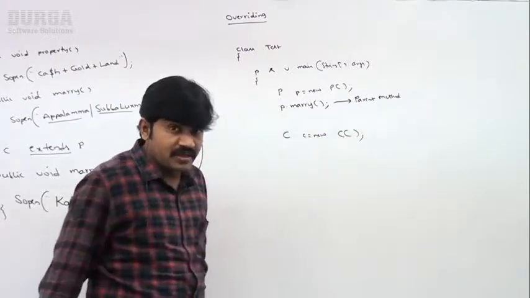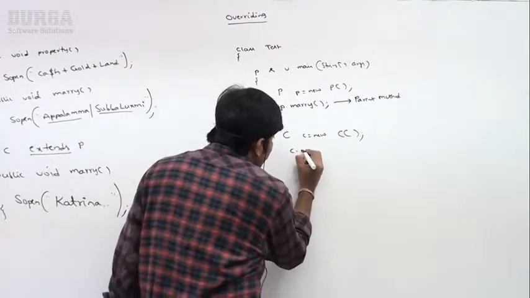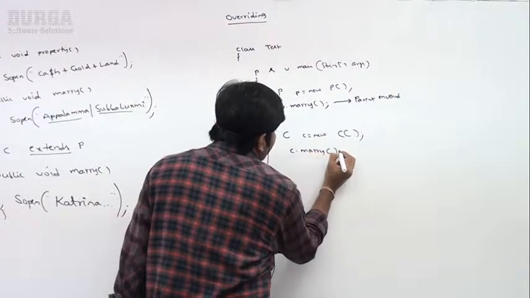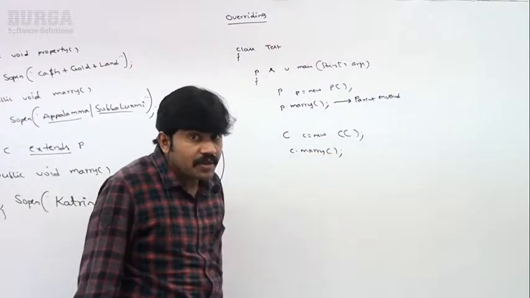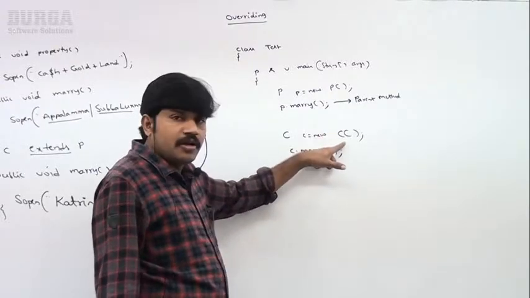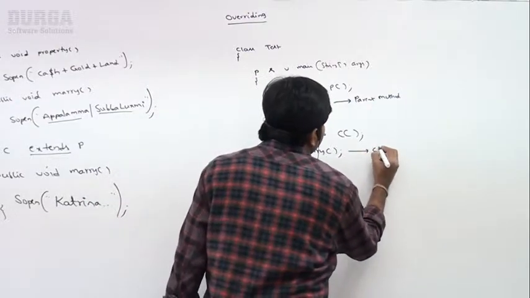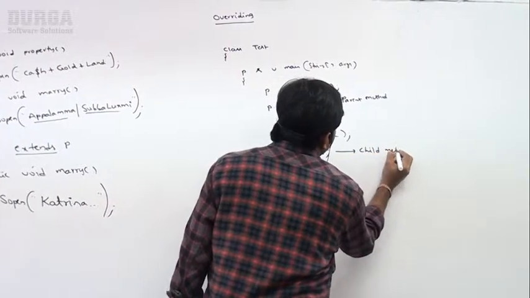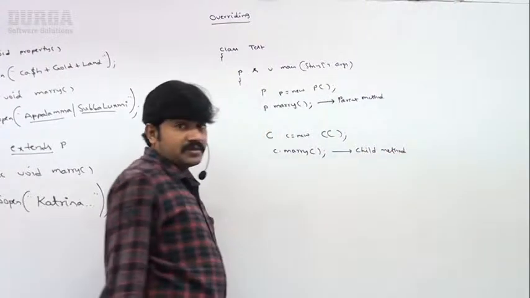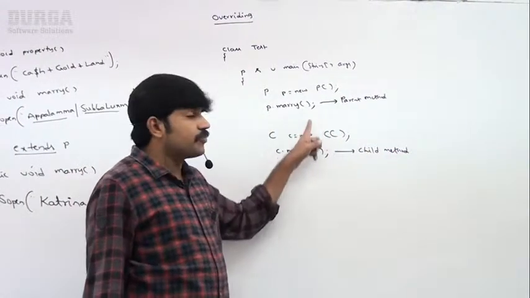Now C c = new C, I'm creating a child class object. I'm calling c.marry method. Child reference, child object, and the child already contains the marry method. That's why the child method will get the chance. There is no speciality up to this.